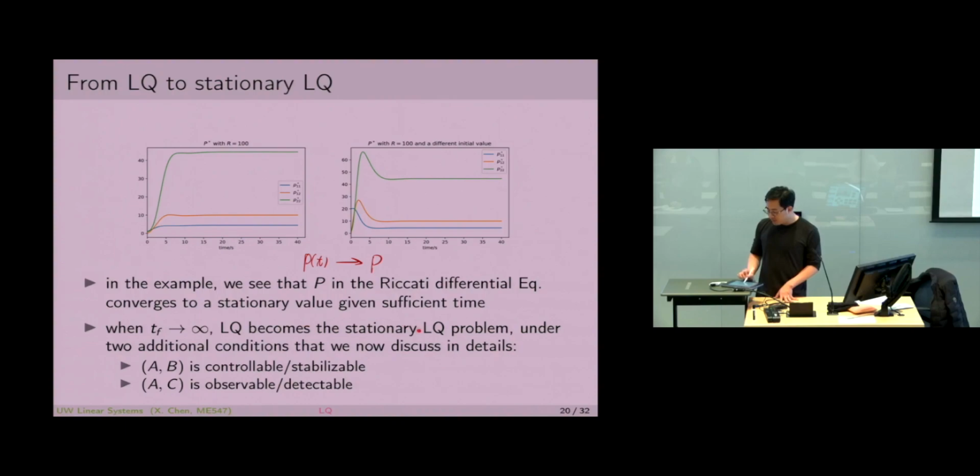It turns out for this stationary LQ problem to make good engineering sense, we just need two conditions. We need A, B to define a controllable or at least a stabilizable pair. And A, C has to define an observable or at least a detectable pair. We're going to discuss these two conditions and make some sense out of them. Why do we need those?